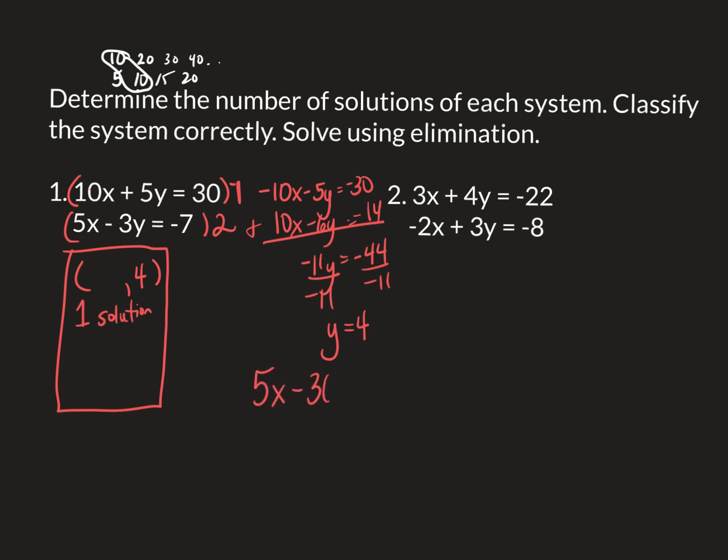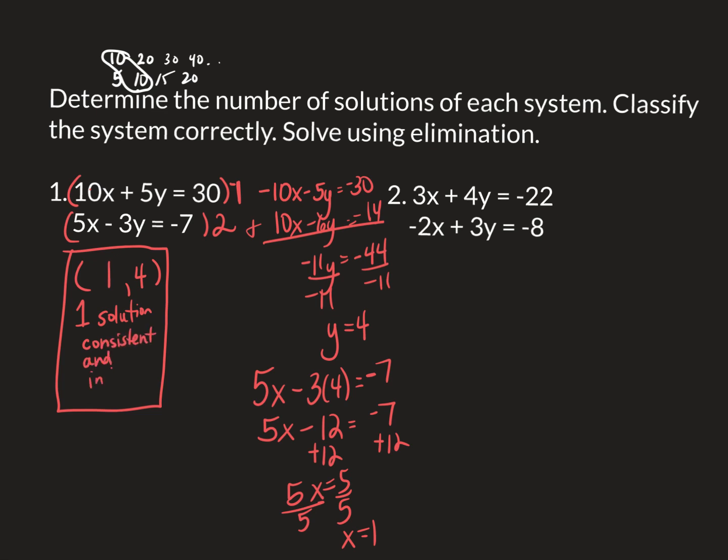5x minus 3 times 4 equals negative 7. I'm going to multiply: 5x minus 12 equals negative 7. I'm going to add 12 to both sides. So 5x will equal 5. Divide by 5, x equals 1. So the solution is (1, 4). That's one solution. And then this is a consistent and independent system.